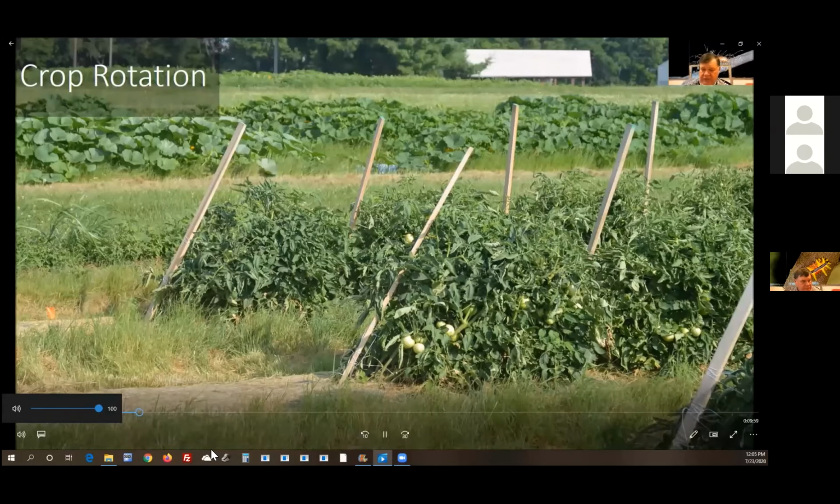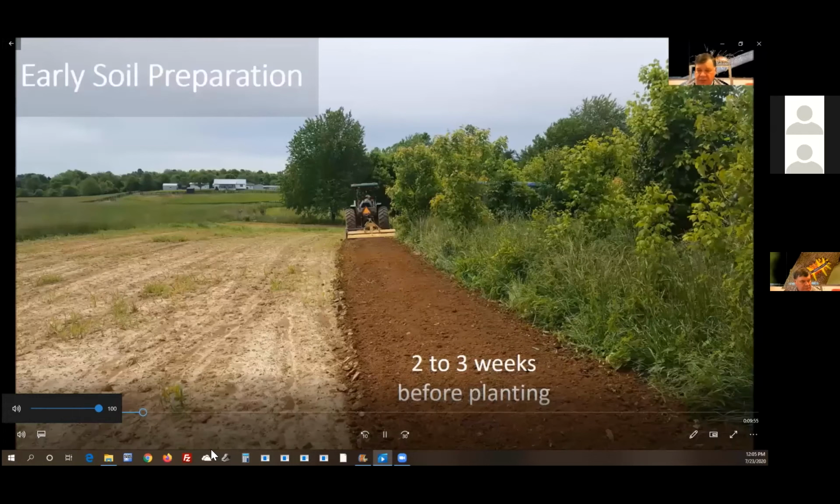Early soil preparation is also very important. Fields should be worked and the soil prepared 2 to 3 weeks at least prior to planting or transplanting. This provides time for plant residues to begin to break down. This can be very effective at reducing losses to seed corn maggots and cutworms. As with crop rotation, soil preparation is practical for farms of all sizes.